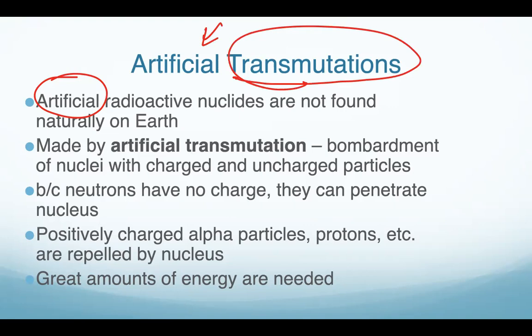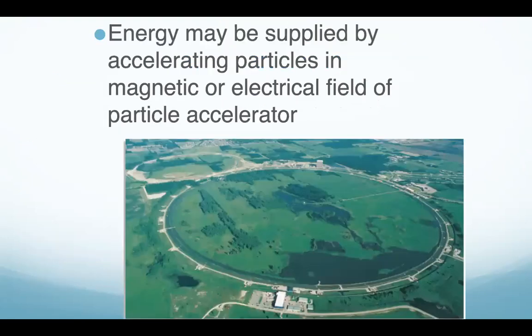Because neutrons don't have a charge, if we shoot neutrons at a nucleus, they can penetrate. Positively charged alpha particles, protons, anything that has a positive charge is going to be repelled by the nucleus. And so if you wanted to transmutate a nucleus using a positively charged particle, it would take a great amount of energy. This energy can be supplied by accelerating the particles in a magnetic or an electrical field of a particle accelerator.